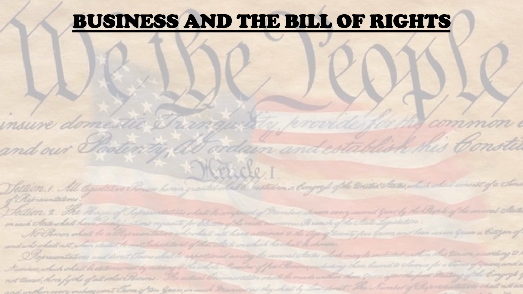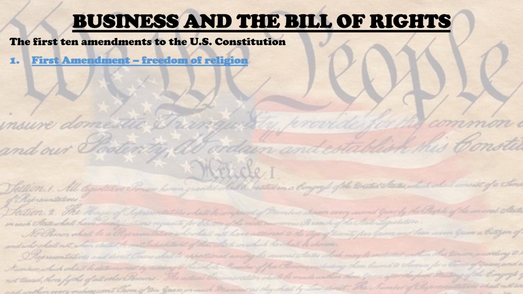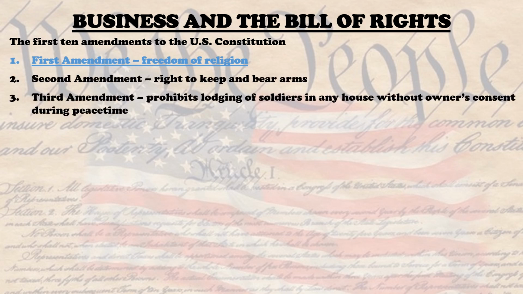Business and the Bill of Rights. The Bill of Rights are the first 10 amendments to the U.S. Constitution. Now, the First Amendment deals with freedom of religion, freedom of speech, freedom of association, and freedom of the press. The Second Amendment is the right to keep and bear arms. The Third Amendment prohibits the lodging of soldiers in any house without an owner's consent during peacetime. This one comes directly from the American Revolution, as do they all, right?